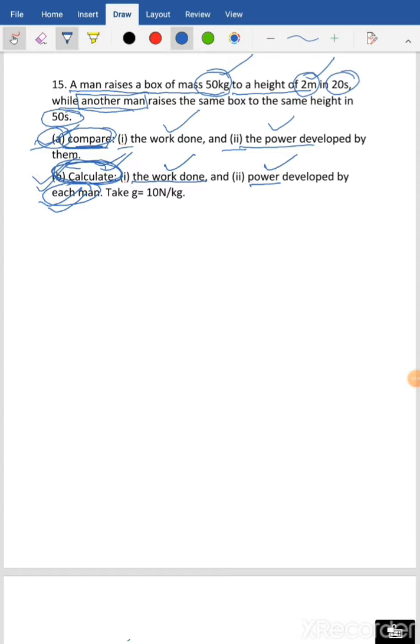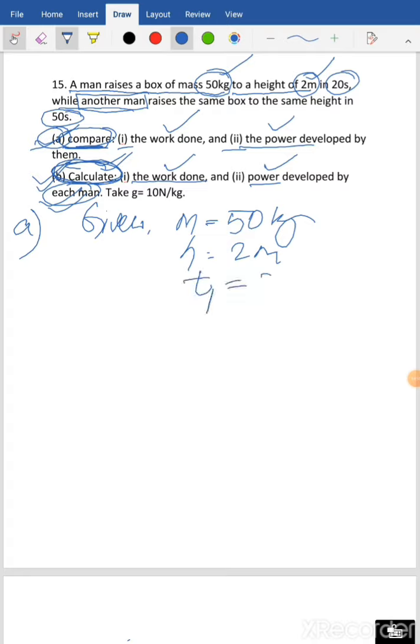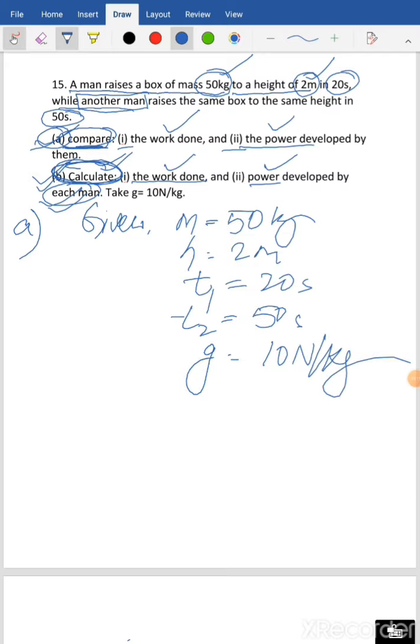All right. So now let us first write the given information from the question. Given: M is equal to 50 kilogram, H is equal to 2 meter, and the other information given is time. T1 is 20 seconds for the first person. T2, the time taken by the second person, is 50 seconds. And the value of g is given, that is how much, 10 Newton per kilogram. So these are the information given.